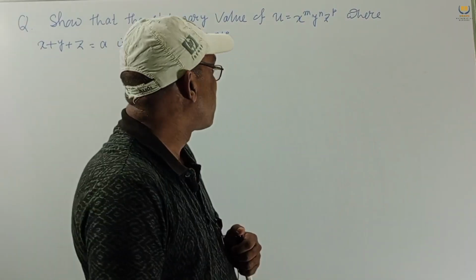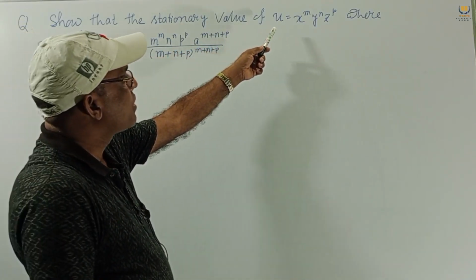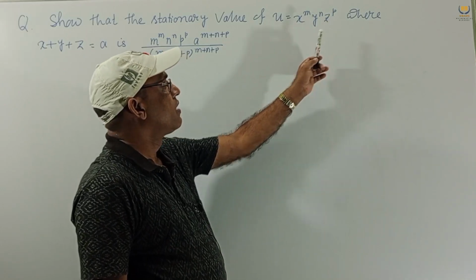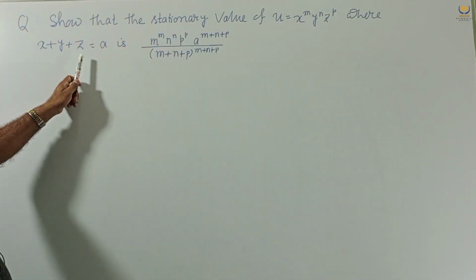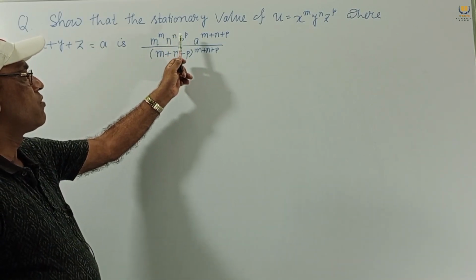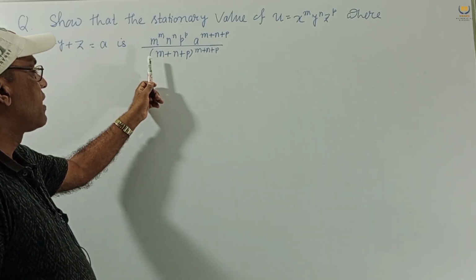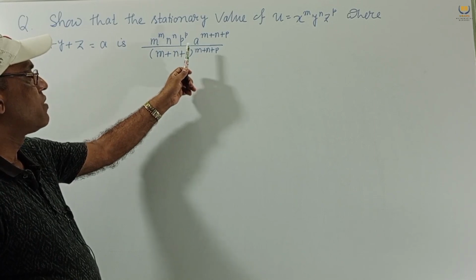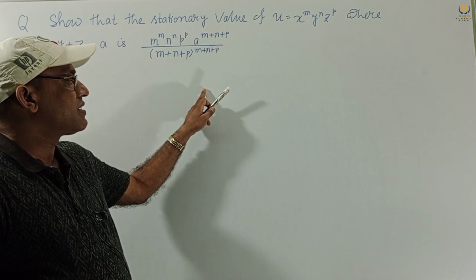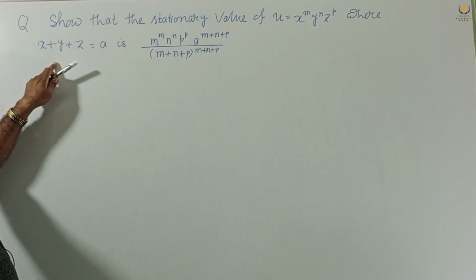Now let us consider one problem. Show that the stationary value of u equal to x to the power m, y to the power n, z to the power p, where x plus y plus z equal to a, is m to the power m, n to the power n, p to the power p, a to the power m plus n plus p, divided by m plus n plus p to the power m plus n plus p. This is our answer. Stationary value is this, and function given this, and phi given this one.